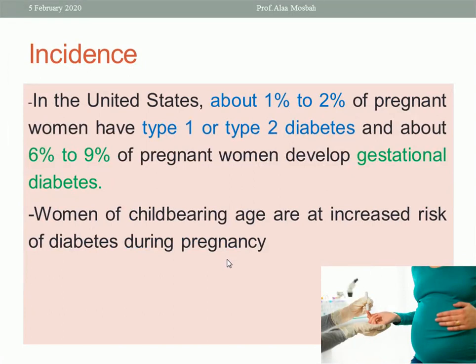What about the incidence? In the United States, about 1 to 2% of pregnant women have type 1 or type 2 diabetes, and about 6 to 9% of pregnant women develop gestational diabetes. Women of childbearing age are at increased risk of diabetes during pregnancy. It is something increasing during recent years.